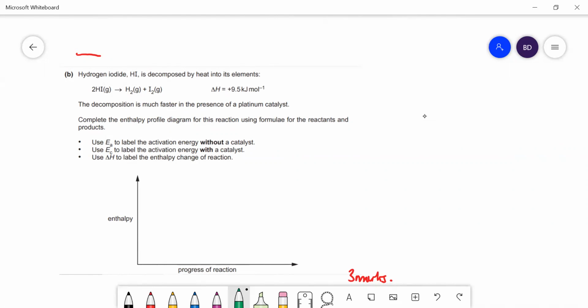So here are the reactants, and here are the products. The products have slightly more energy because it's endothermic. Right, so the reaction profile is going to go like that. Okay, what is delta H for the reaction? We're going to label that's delta H there.